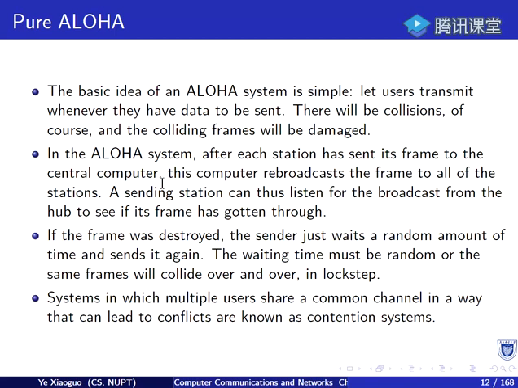Then the central computer works in the role of a router or switch. This is the central computer. A sending station can thus listen for the broadcast from the hub to see if its frame has gotten through. If the frame was destroyed, the sender just waits a random amount of time and sends it again.